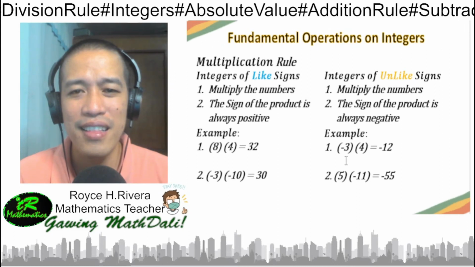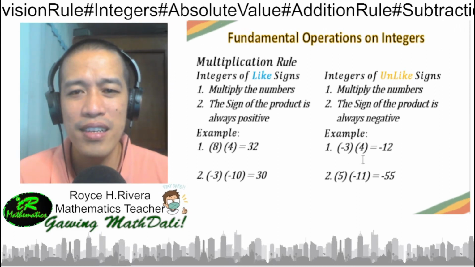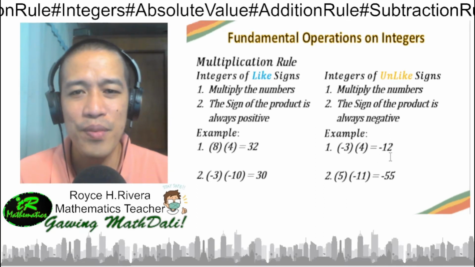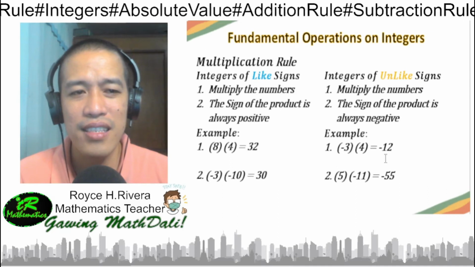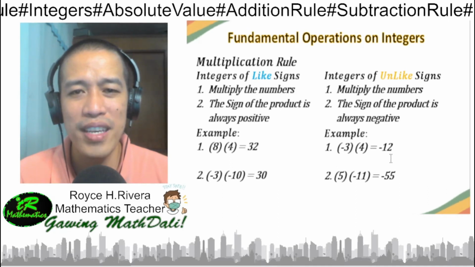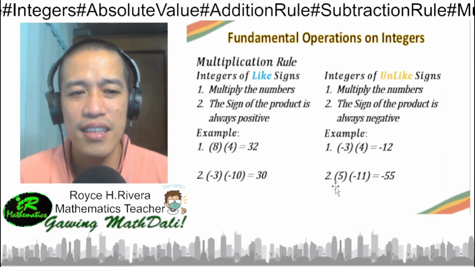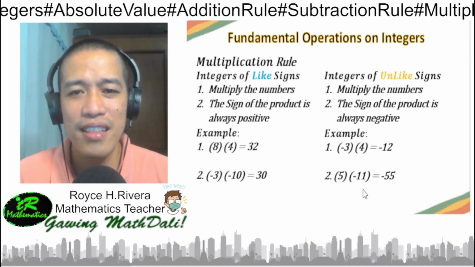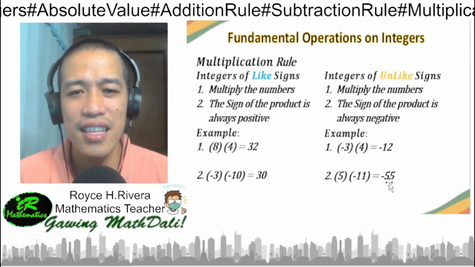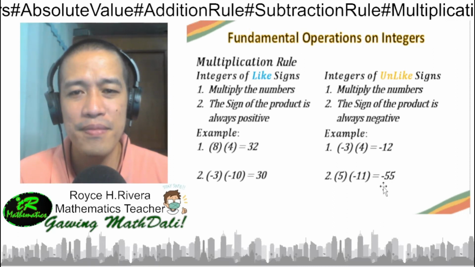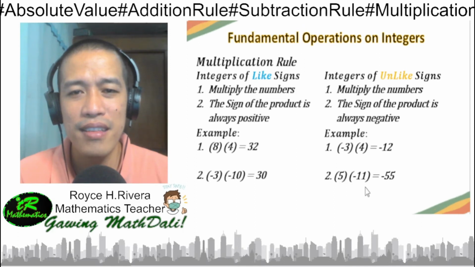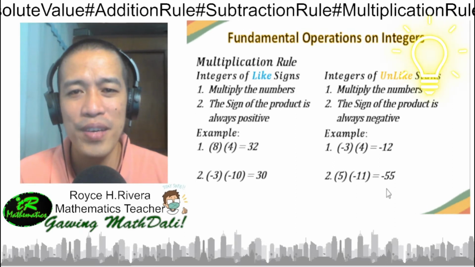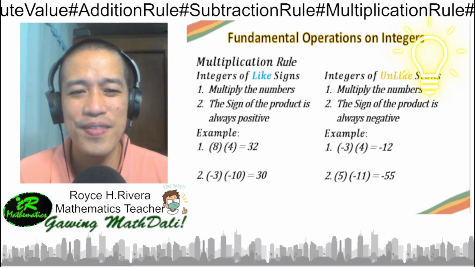Number 1, negative 3 times 4 is equal to negative 12. Multiply the numbers, and the sign of the product is always negative. Number 2, 5 times negative 11. The answer is negative 55. 5 times 11 is 55. Then the sign of the product is always negative.